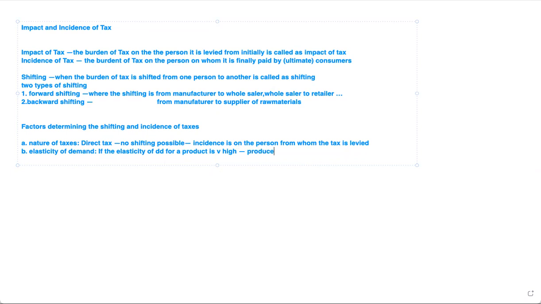Producers will be reluctant to shift the tax on the consumers. Okay, understood? Anybody has a doubt? किसी को doubt है? No, ma'am. Elasticity of supply. So what is elasticity of supply? We'll talk about price elasticity here.